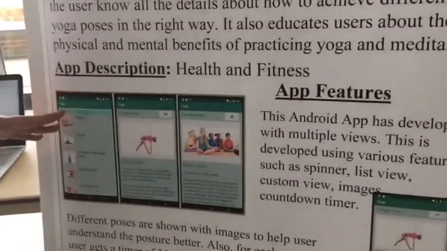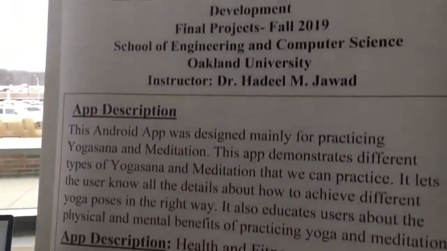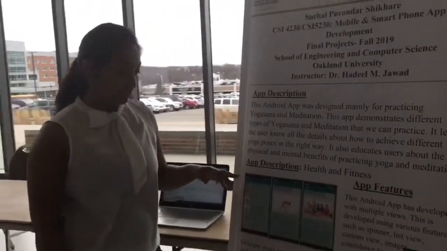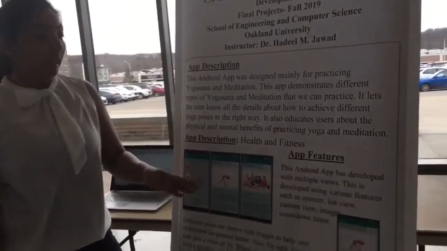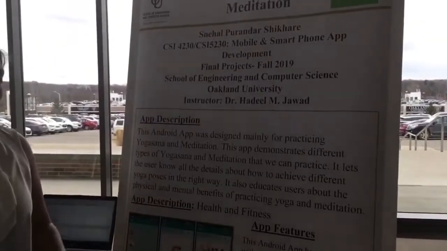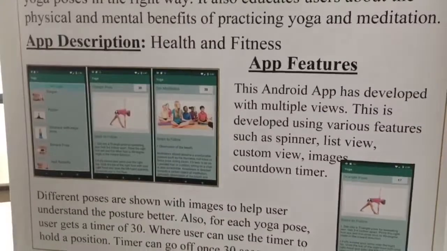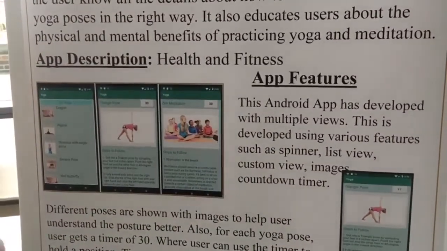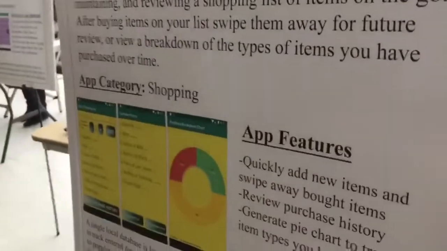It tells the users about what all types of yoga and meditation there are, wherein for the different types of yoga I have used spinners, and for the different poses I have used a list view. And if you want to see one of the yoga poses, you will have entire information about what steps to follow and the benefits of that pose, and also you will have a counter of 30 seconds.